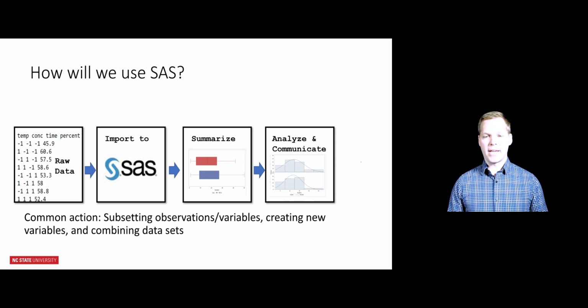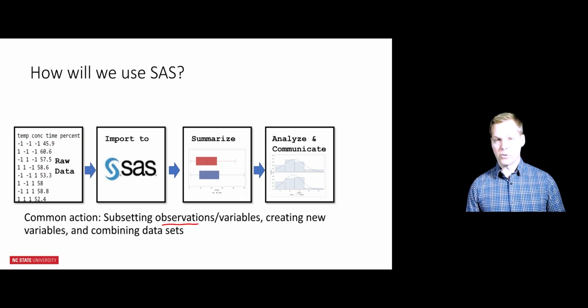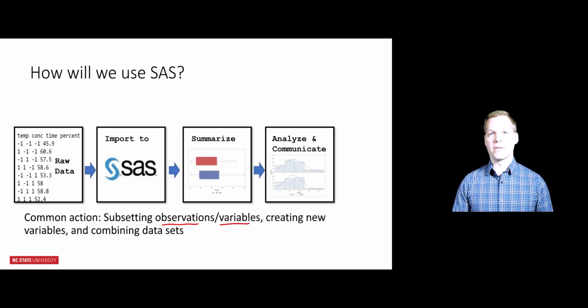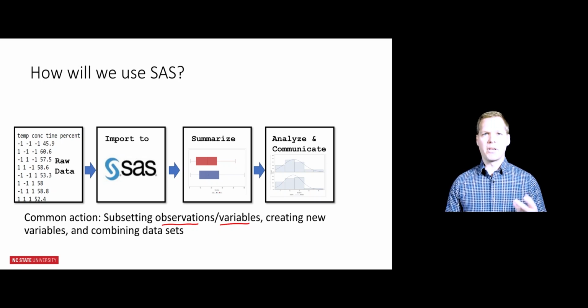What we want to do instead are some common actions that you might see, such as subsetting observations or rows, as well as subsetting your variables or columns. I'm going to use that language a little bit interchangeably throughout this video, so I'm going to refer to variables and columns interchangeably and observations and rows interchangeably. Another thing that you might want to do would be create new variables or new columns. And so we'll look at how to do that in this module as well.